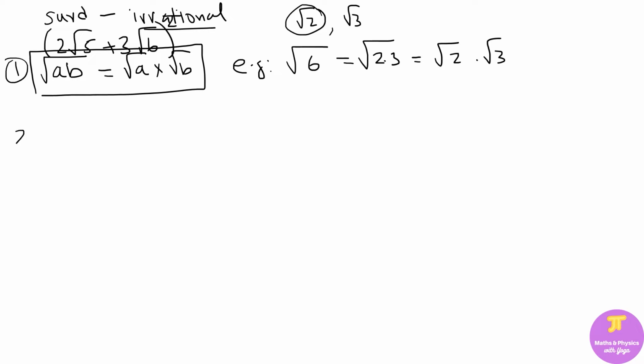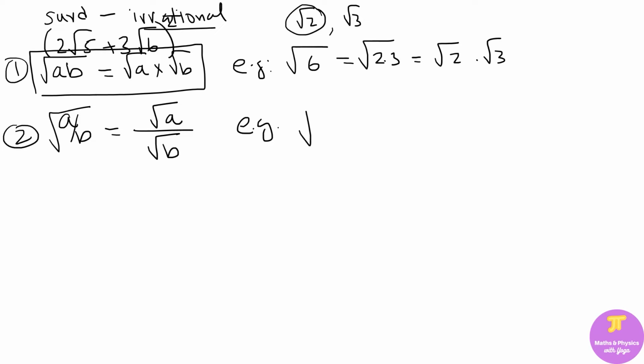The second one is quite the opposite of this one. When you have a surd like square root of a over b, this can be converted into square root of a divided by square root of b. Let's have an example. If you have square root of 3 over 2, then this is equal to square root of 3 divided by square root of 2.